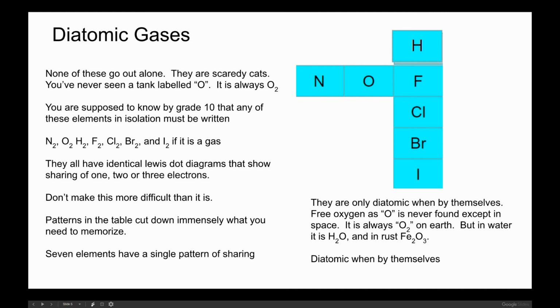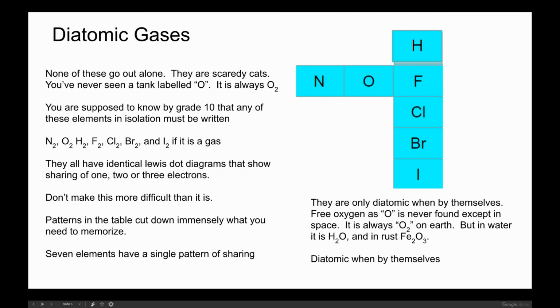Now, let's look at these so-called diatomic gases. Diatomic gases mean 2, not die! Atoms die! Alright? You are supposed to know that all of these appear in pairs, like pants, like other things. N2, O2, H2, F2, Cl2, Br2, and I2 if it's a gas. Come on, it's not hard to remember that.